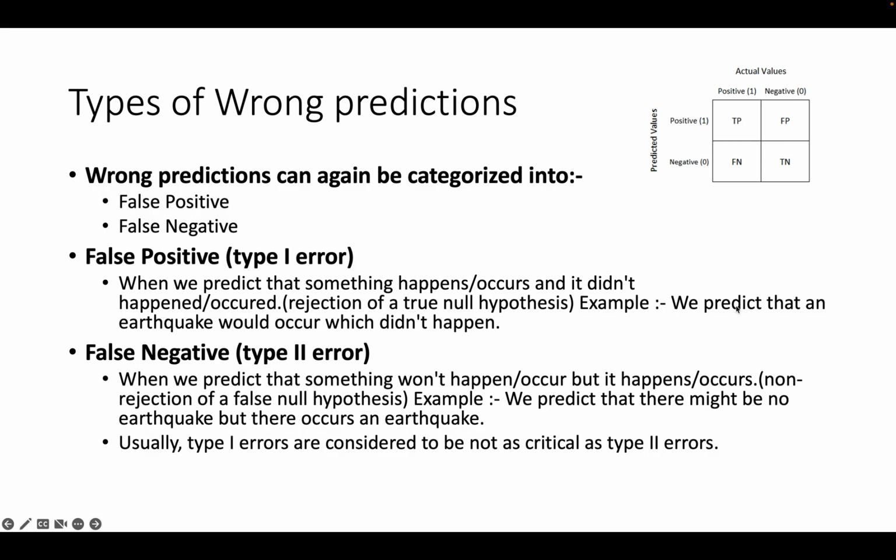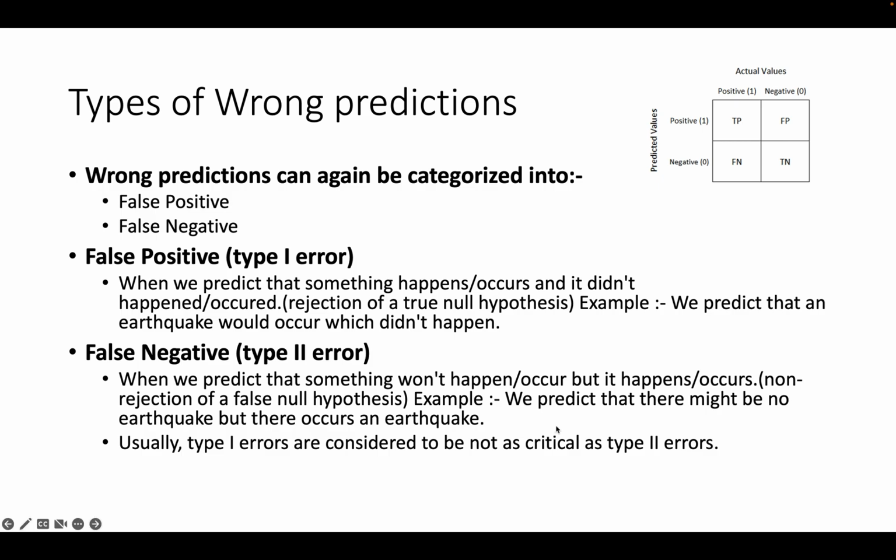We gave the earthquake example: we predict that an earthquake would occur which didn't happen. Now let's take false negative, when we predict that something won't occur but it happens. You predicted that an earthquake would not happen but it did, so it is a false negative prediction. Your prediction was negative, it was a false negative, but it was meant to be a positive.